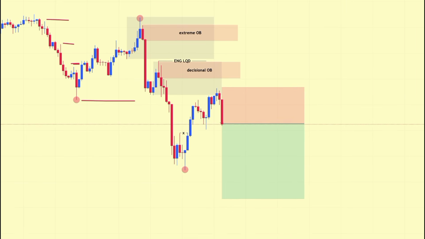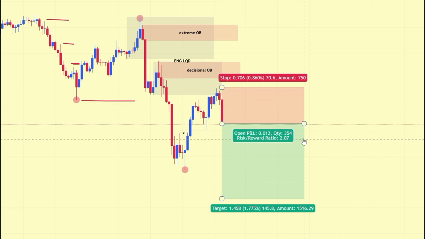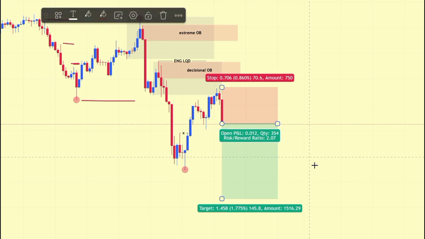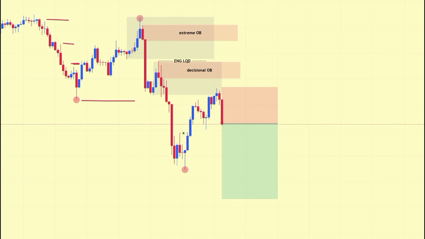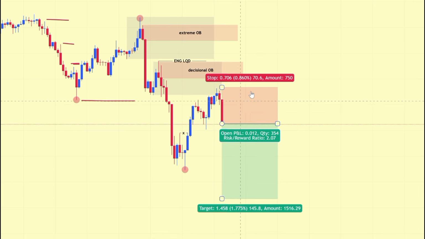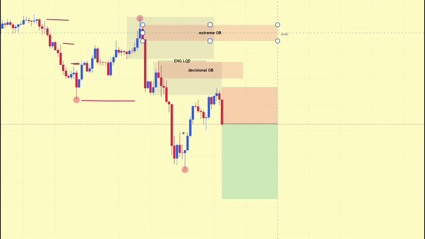And yep, exactly right there. You can clearly see a 1:2 will be somewhere there. And if I am to run price, and by the way, the decisional can fail. Yeah, price can fail the decisional, come towards the decisional order block. The decisional order block also can fail. So just know that the higher probability POI is the extreme order block, because if this fails, then price is looking forward to change bias.